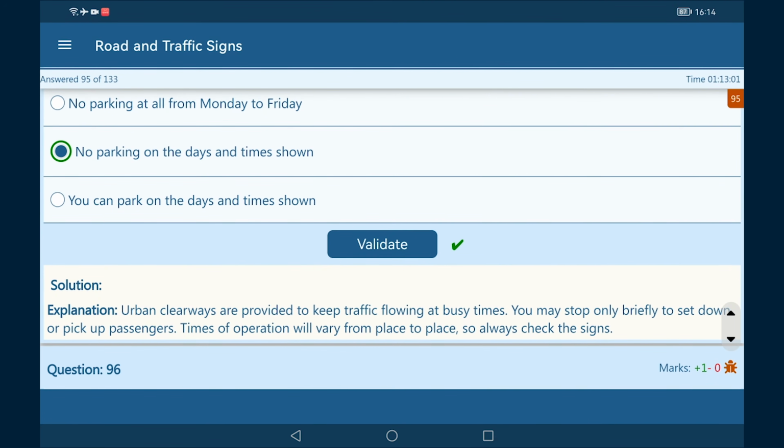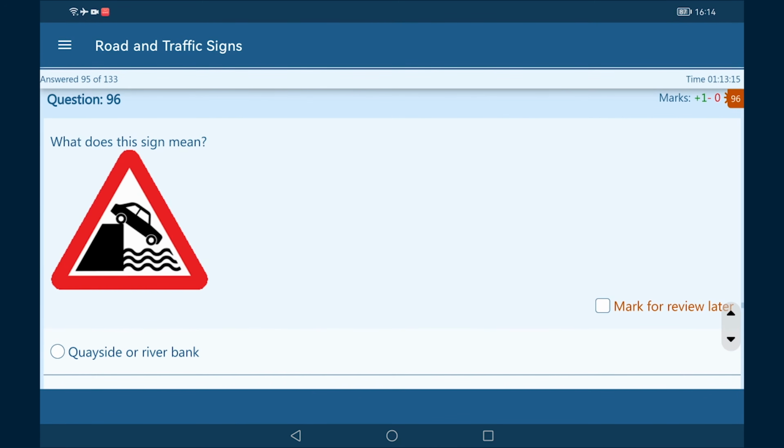Explanation. Urban clearways are provided to keep traffic flowing at busy times. You may stop only briefly to set down or pick up passengers. Times of operation will vary from place to place, so always check the signs. Question 96. What does this sign mean?